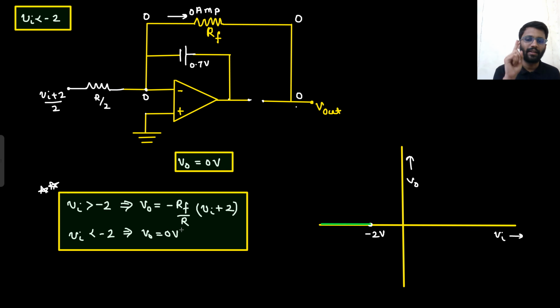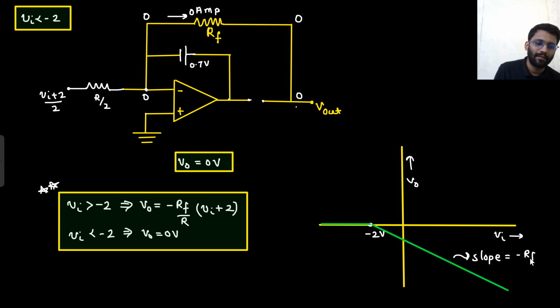For V in greater than minus 2, your output is having negative slope. Minus RF by R, that is a negative slope. This is the positive slope and this is the negative slope. So this is how it will go. The slope is minus RF by R.